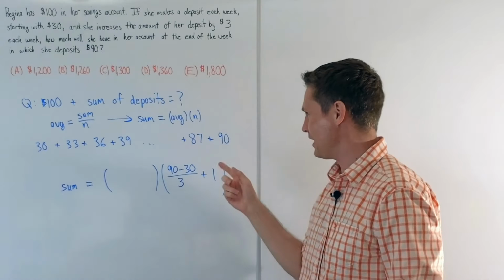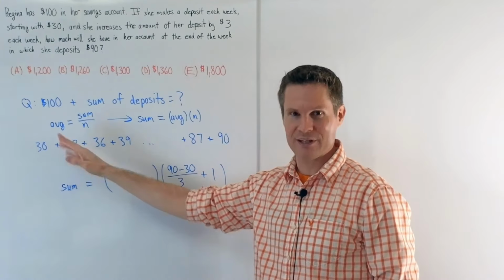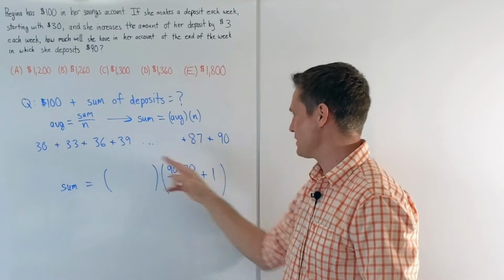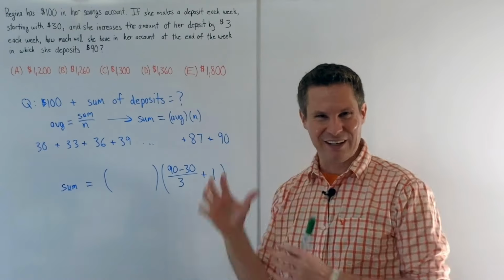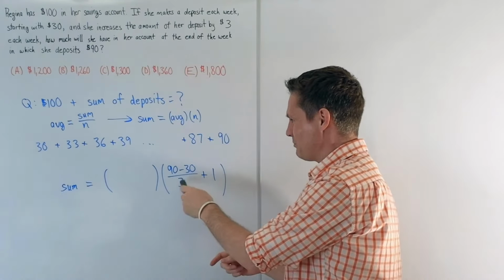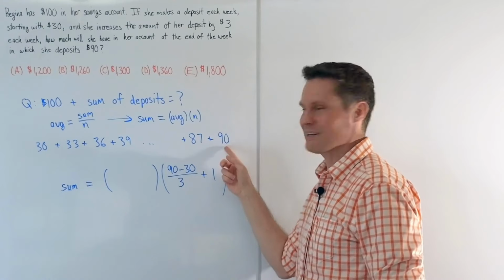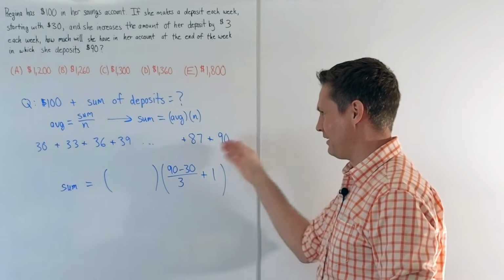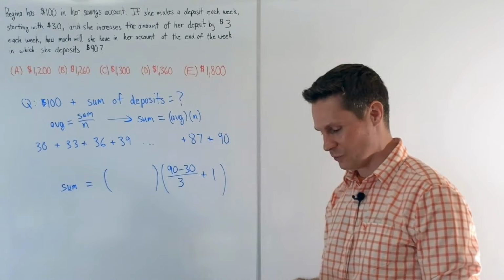Just like we said last time, we've got 30 and then a spacing of 3, 33, and then a spacing of 3. We've got this 90 endpoint at the end, and if we just do the 90 minus 30 divided by 3, that doesn't account for that extra 90 that doesn't have that spacing of 3 with it, so we have to add the 1 back on.